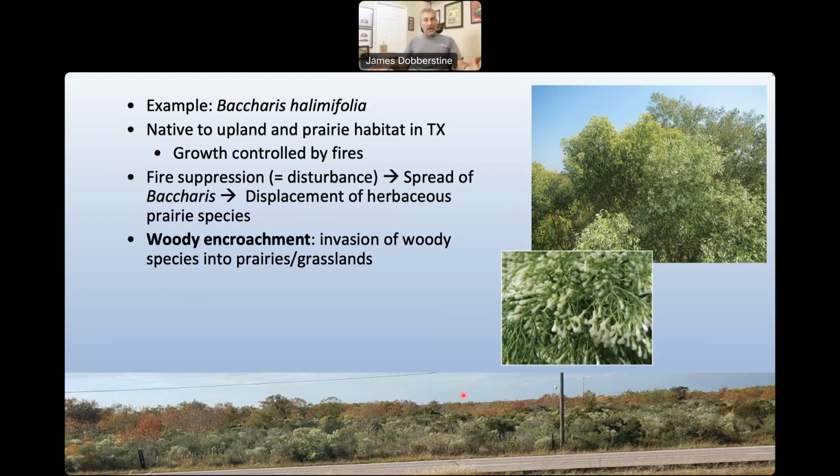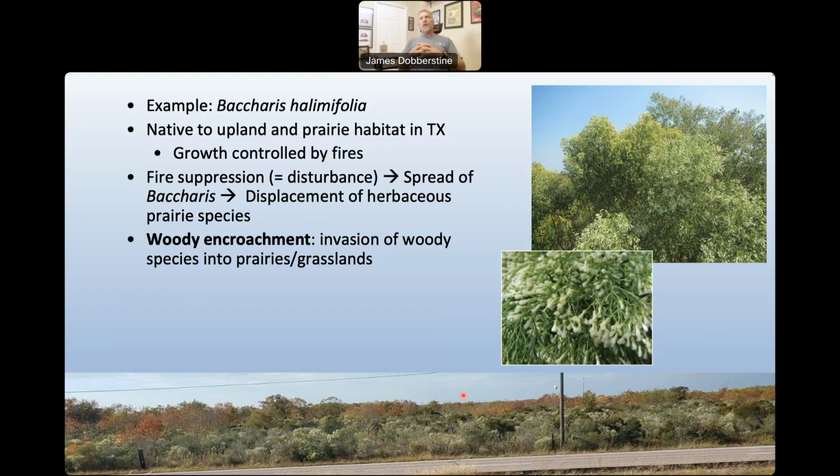They are controlled by fires, but fire suppression also equals disturbance. So in some instances, Baccharis can actually utilize fire if it's not completely controlled. Depending on the intensity of the fire, for instance, that can actually create an opportunity for it to outcompete other native species and spread. So it's kind of a mixed bag there.